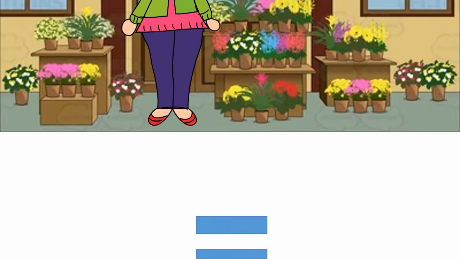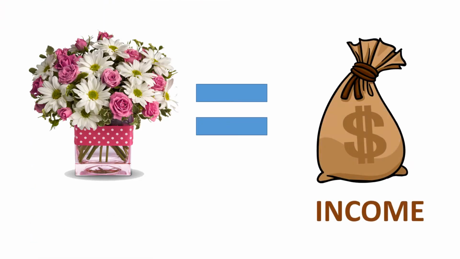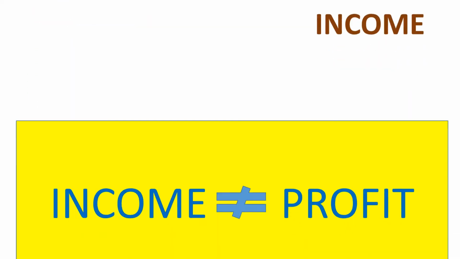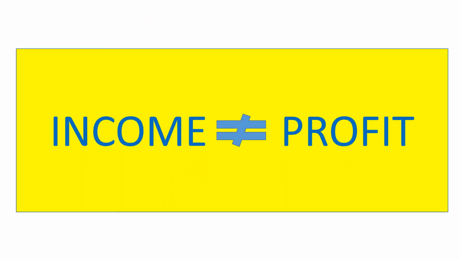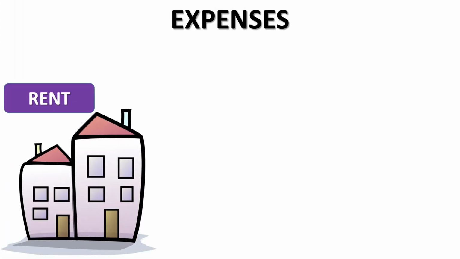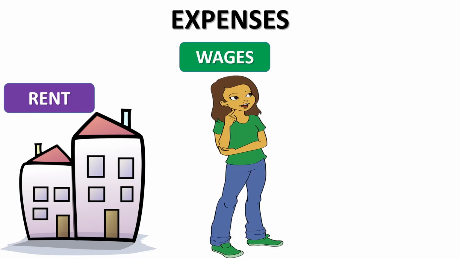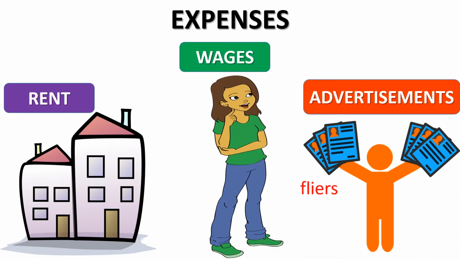Nadia gets income for every bouquet of flowers she sells. However, you need to note that income is not equal to profit. Nadia still has to incur costs such as rent for using the premises. She has to pay her assistant Jill, and she also needs to print out flyers to advertise her flower shop.